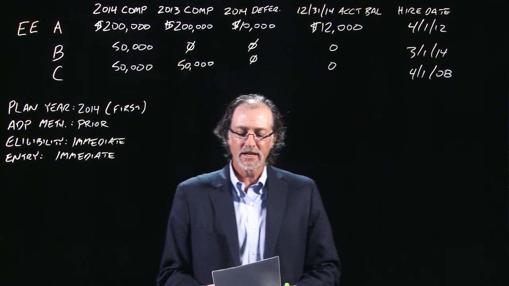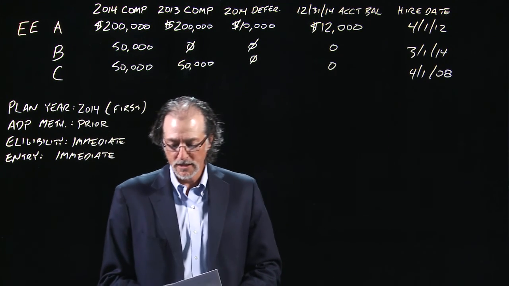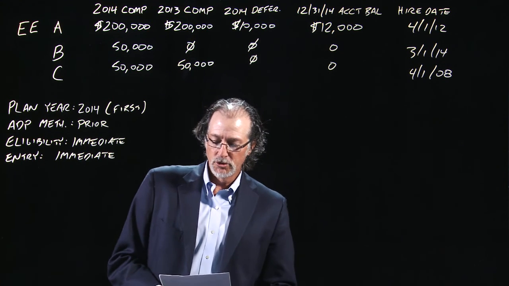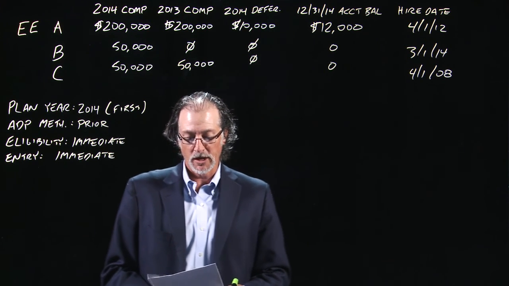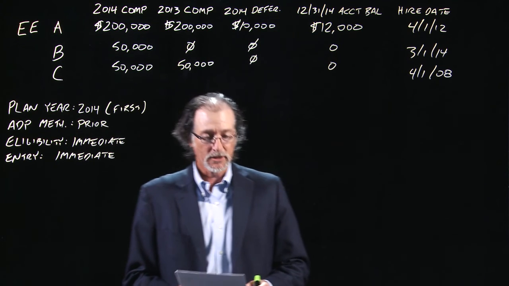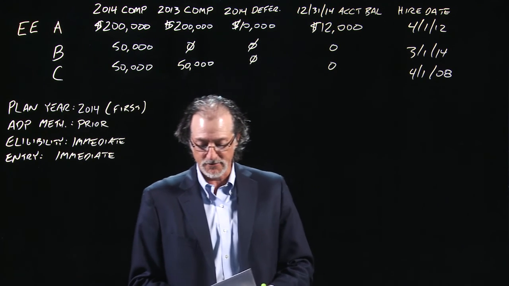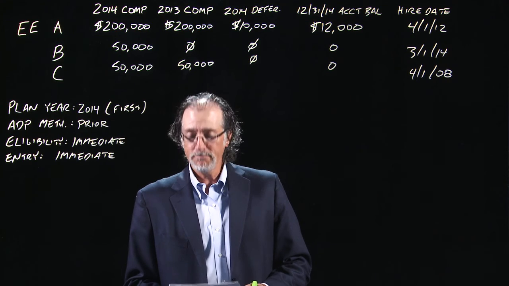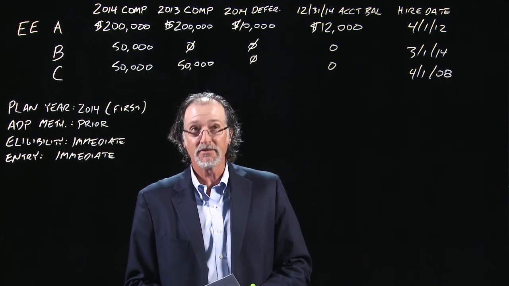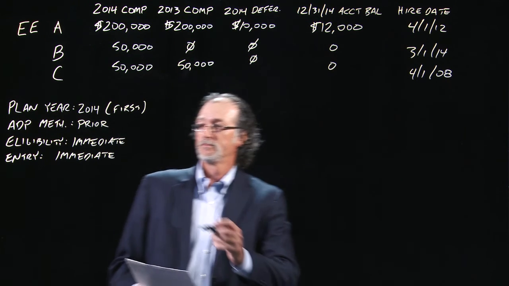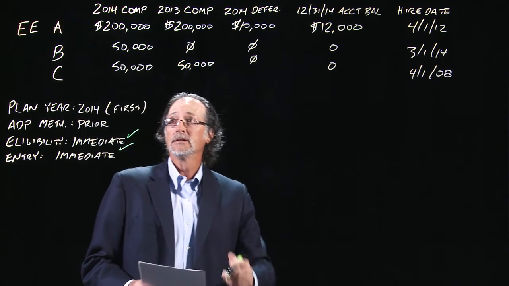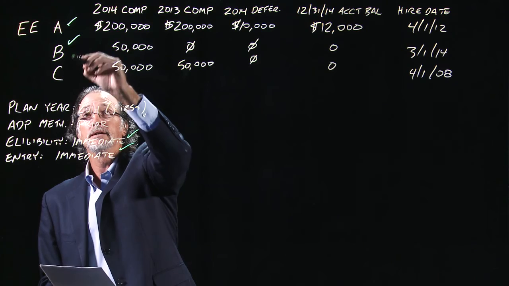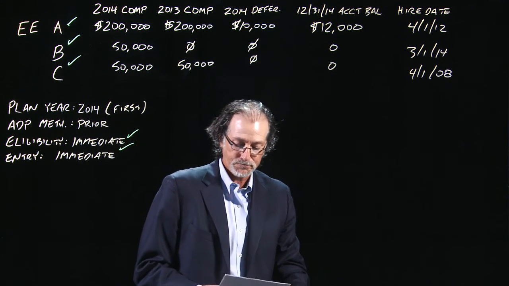All right, let's review case study 1 from week 1. Question 1, what are the 2014 ADP and 2014 top-heavy results? And what are the remedies if applicable? So let's go to the 2014 ADP test first. Step 1, as we discussed in class, is identify the eligible participants. Immediate eligibility, immediate entry. So all 3 are eligible and in.